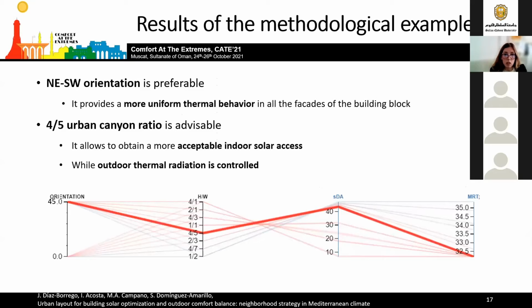From the results of this limit-state case study, it can be concluded that a lower proportion of urban canyon in the urban fabric will notably improve the solar accessibility of the buildings in the urban configuration without significantly varying the outside MRT if this proportion is equal to or higher than the 4-5 ratio. Therefore, regarding the proportion of the urban canyon, the 4-5 ratio allows obtaining a more acceptable indoor solar access while the outdoor thermal radiation is controlled. In addition, the 45-degree orientation seems to be more favorable since it provides a more uniform thermal behavior in all facades of the block.